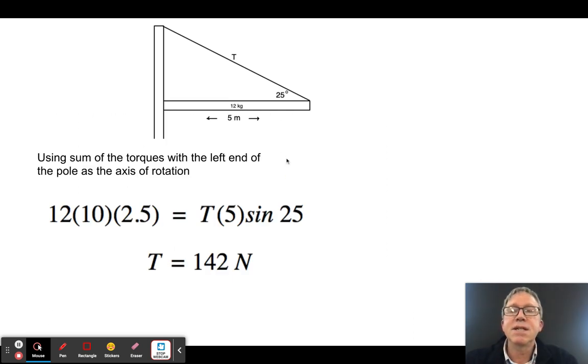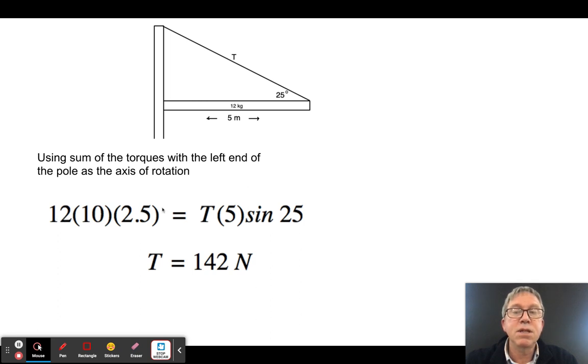Okay, so what I'm going to say is this: well, I get to choose whatever I want to be my axis of rotation. So I'm going to say this is my axis of rotation right here. Therefore, I've got two torques. I've got a clockwise torque and I've got a counterclockwise torque. Those are the only two acting on it. So I know that this is going to be 120 newtons, so 12 times 10, and it acts at the center of mass of the system, which is 2.5 meters away from my axis of rotation.